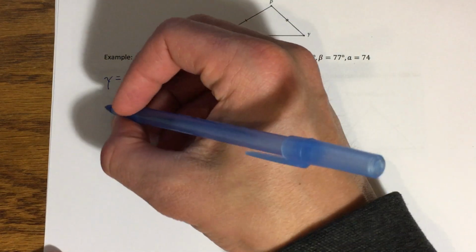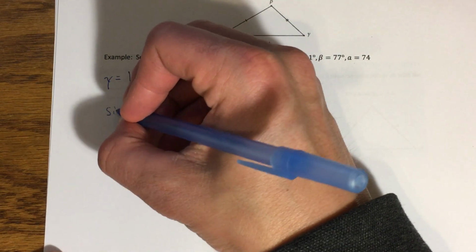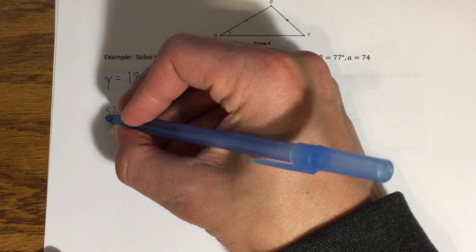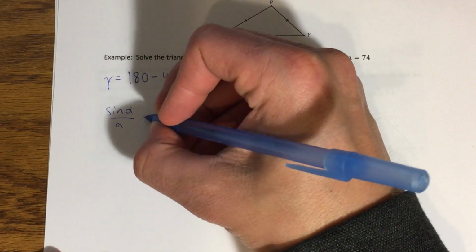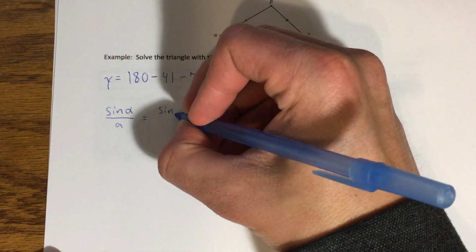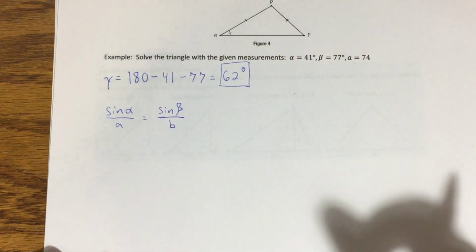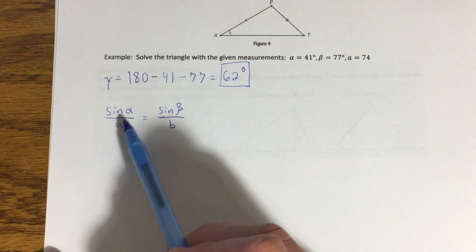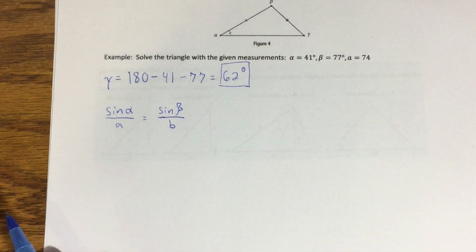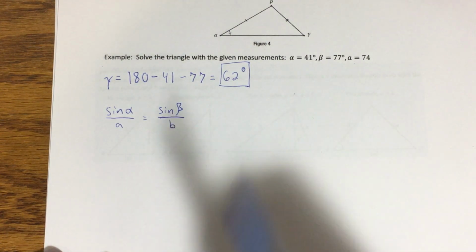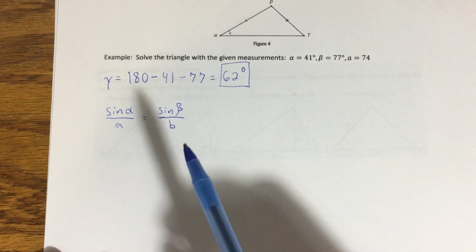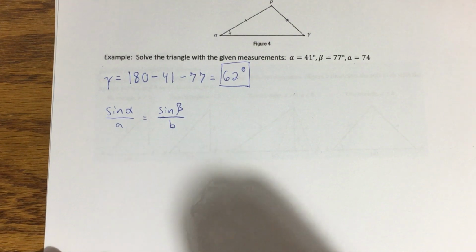So the case I want to use for law of sines is sine of alpha over A equals sine of beta over B. Okay, that's four things that I need: alpha, beta, A, and B. I have three of them. That means I can use those givens as well as just a little algebra to solve for the one piece that I don't know.